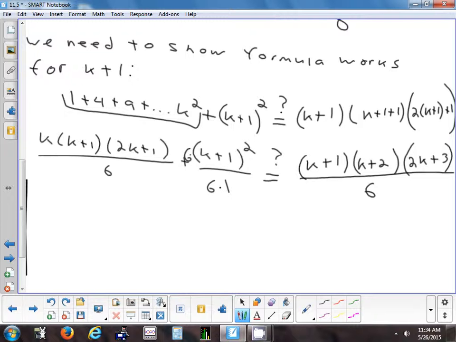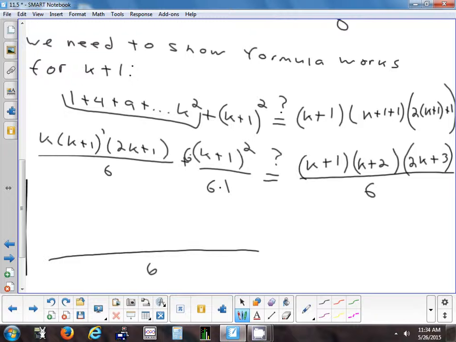Now, if you look at your first fraction and second fraction, it's one big denominator of 6 now. What do they both have in common in the numerators? Yeah, they both have a k plus 1. This has k plus 1 squared. This has k plus 1 to the first. We can factor out a k plus 1 from both of them. Let's try that and see if we start to get something that looks like this. If we don't, we'll go back and we'll just FOIL everything out.